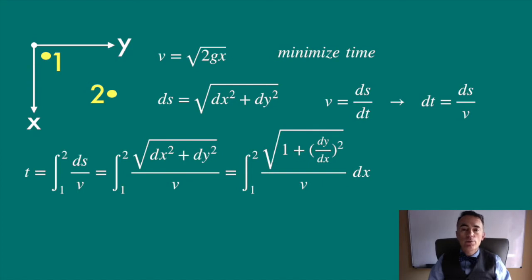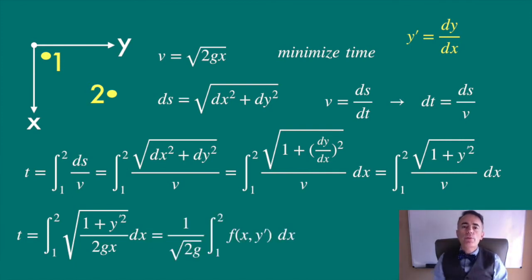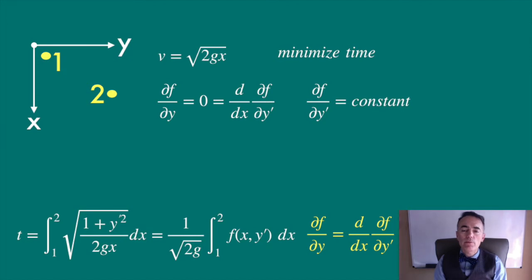As usual, you divide by the x, so that x will be your parameter, y will be the quantity that depends on x, and y prime will be the derivative of the quantity y with respect to the parameter x. So now the function f is this square root. Now you apply Euler's equations and find that the derivative of f with respect to y prime is constant.